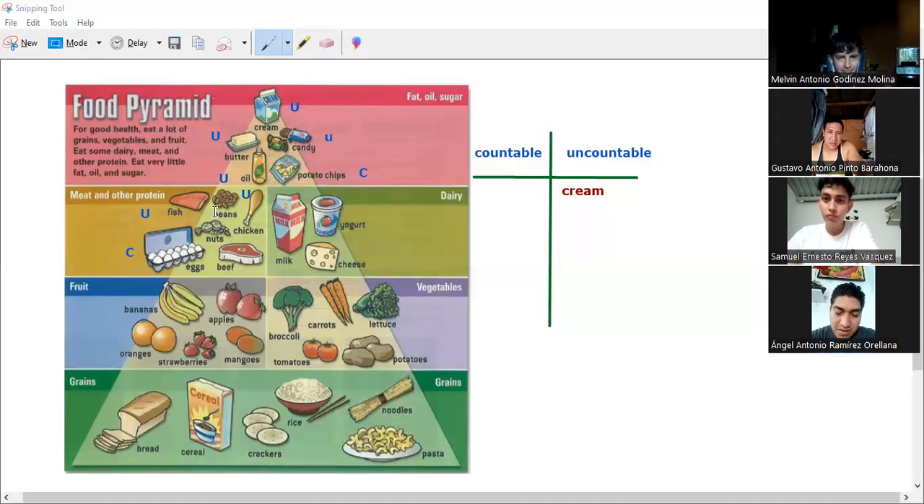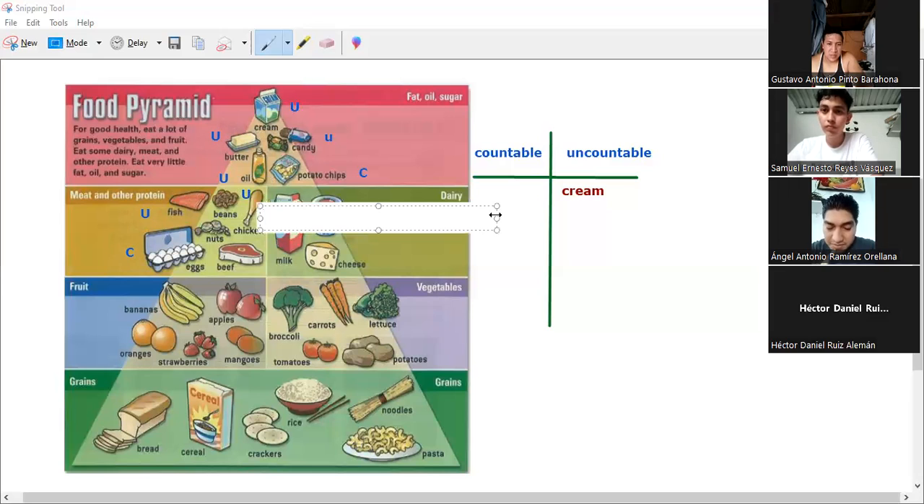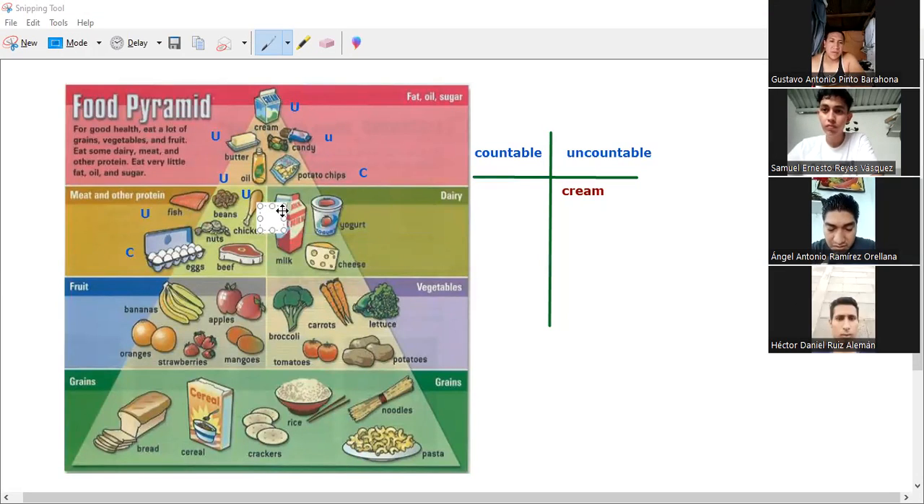Okay. Good. Chicken. Countable or uncountable? Uncountable. It's uncountable. Very good. Beef. Countable or uncountable? Uncountable.